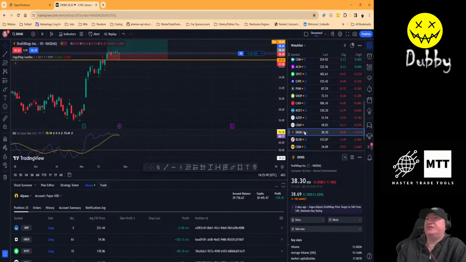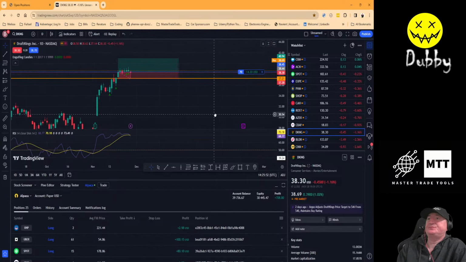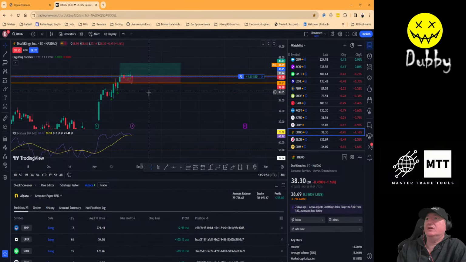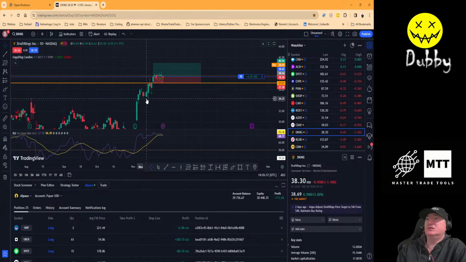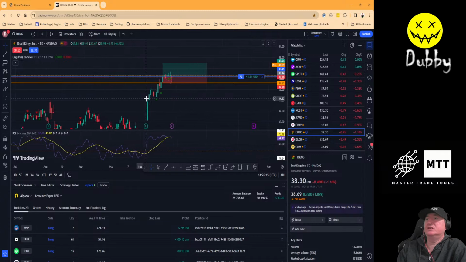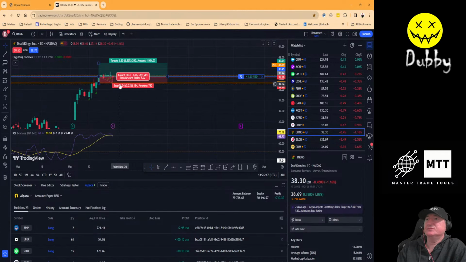Moving on, we've got DraftKings. It's another one. We've got two bullish engulfing candles side by side. So I think we're going to probably continue our upward movement on this one. But there is a chance that it could pull back even further to our support, which looks to be our stop out point.